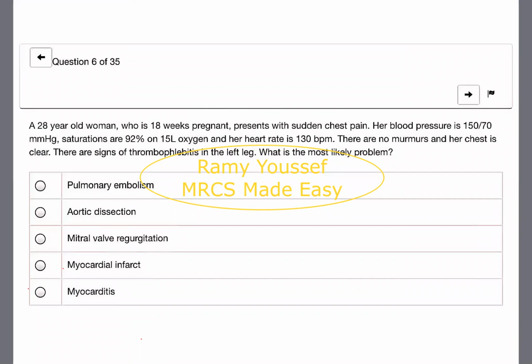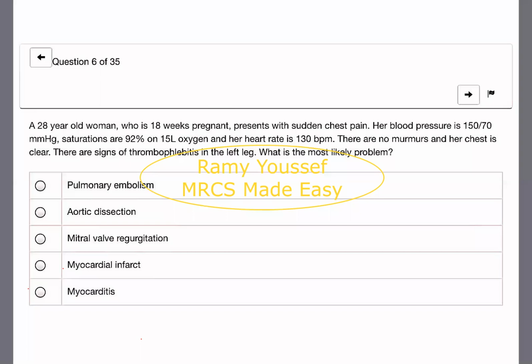I can see, yes. A 28-year-old woman who is 18 weeks pregnant presents with sudden chest pain. Her blood pressure is 150 over 70 millimeters of mercury. Saturations are 92% on 15 liters oxygen, and her heart rate is 130 beats per minute. There are no murmurs and her chest is clear. There are signs of thrombophlebitis in the left leg. What is the most likely problem? A, pulmonary embolism, B, aortic dissection, C, mitral valve regurgitation, D, myocardial infarct, E, myocarditis.